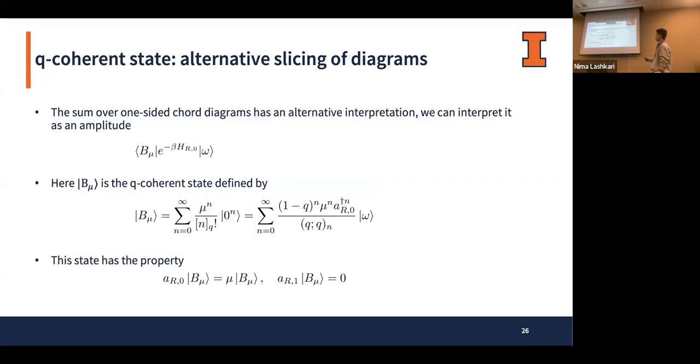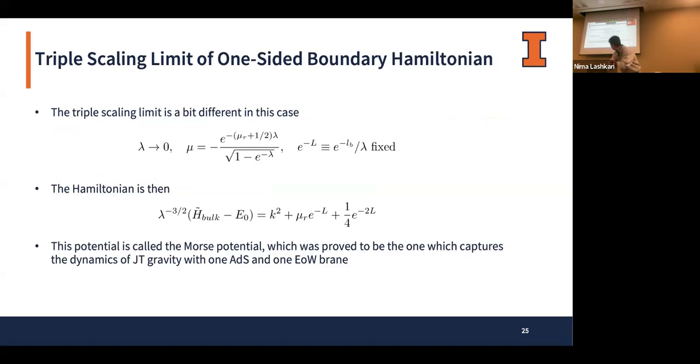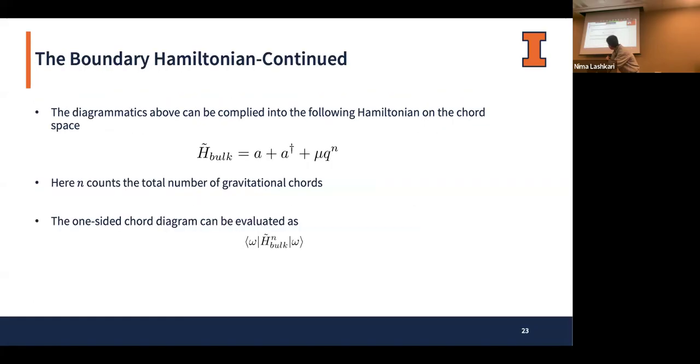And you can show that instead of doing the calculation using the H tilde, we can just use the H tilde on the right, like H_R naught, which is just the A plus A dagger. And instead of evaluating the vacuum to vacuum amplitude, we start from vacuum and project it to this state. And the statement is that this is equal to the sum of all one-sided chord diagrams, which is also equivalent to this.